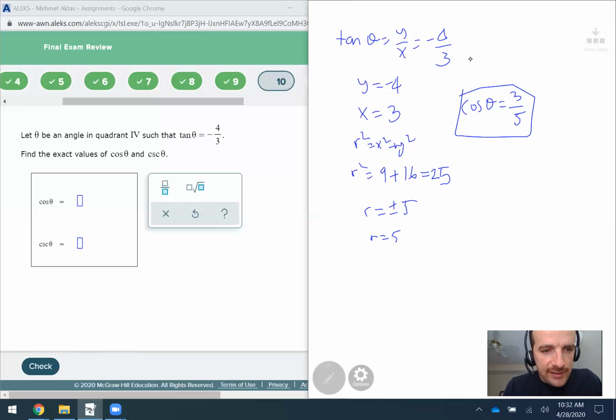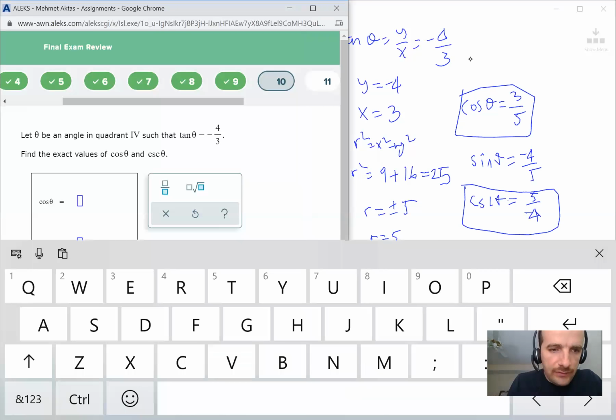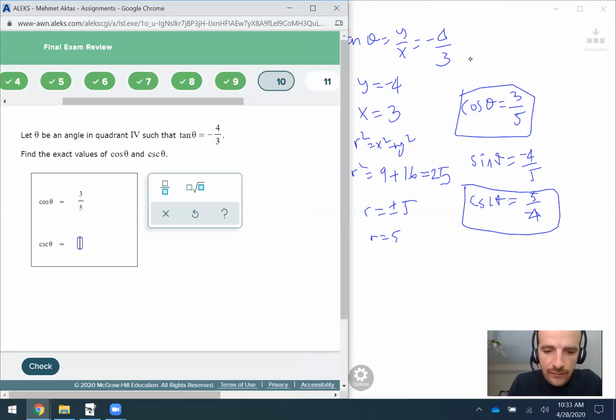Cosecant will be 1 over sine. And sine is, let's find sine first. Sine is y over r, negative 4 over 5. But to get the cosecant, the thing we need to do is just flip it, right? Flip sine. 5 over negative 4. Okay, let's plug the answers. 3 over 5 for cosine. 5 over negative 4 for cosecant. Let's check the answer.